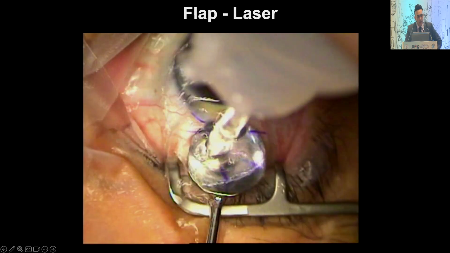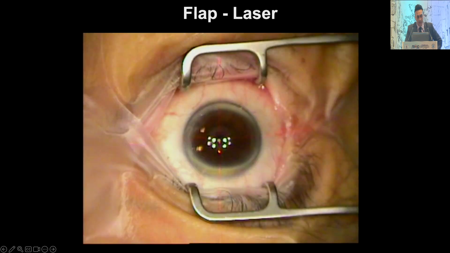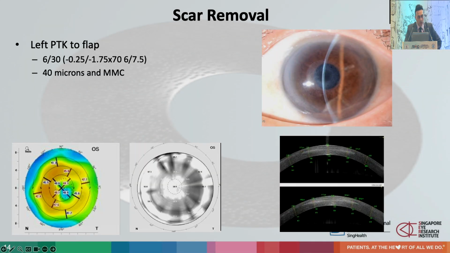And then after vigorous washing, you put the flap back down for a month before you tackle the bed. This is what it will look like after the first stage of the procedure. And normally, once you leave it and it settles down, you can see at 5 months post-operatively, you get a reduction in the initial swelling, and you can get some improvement in the visual acuity.